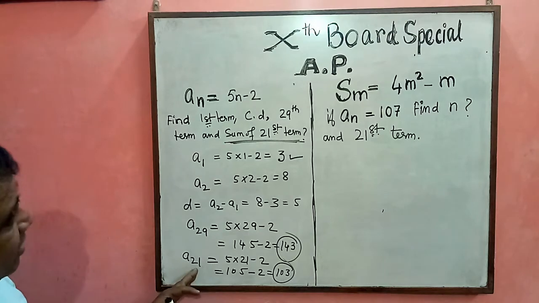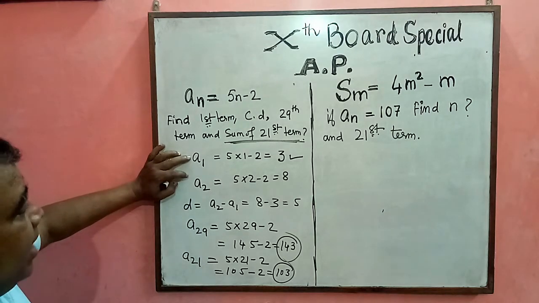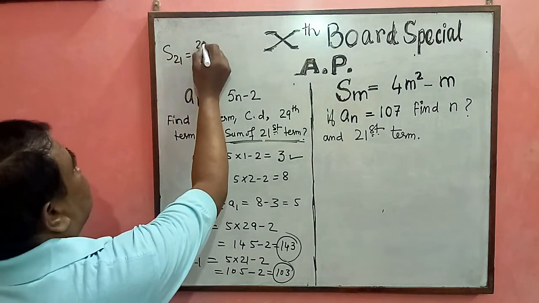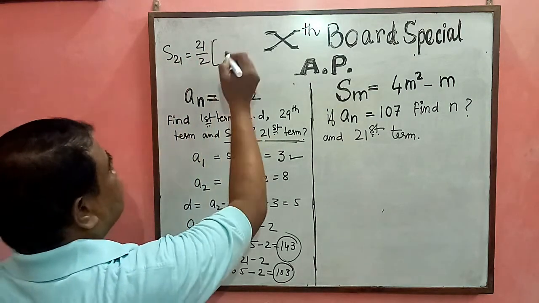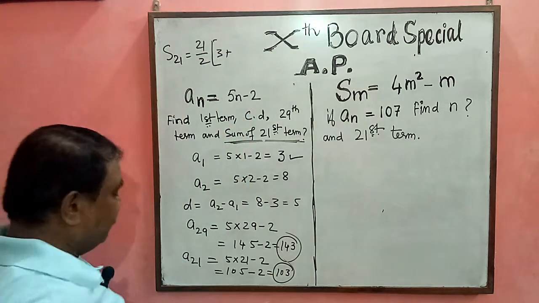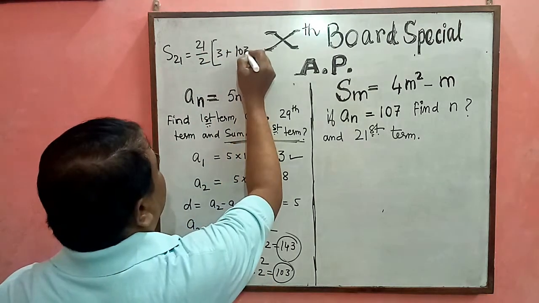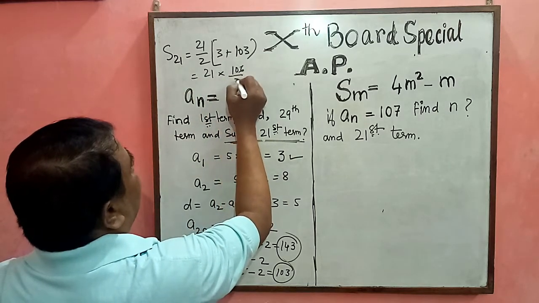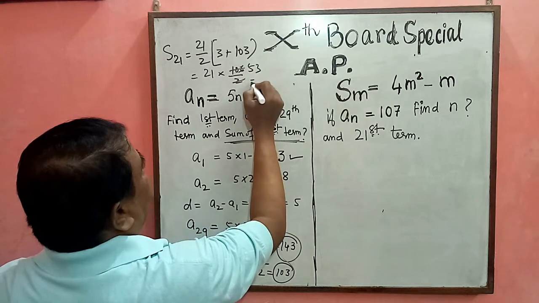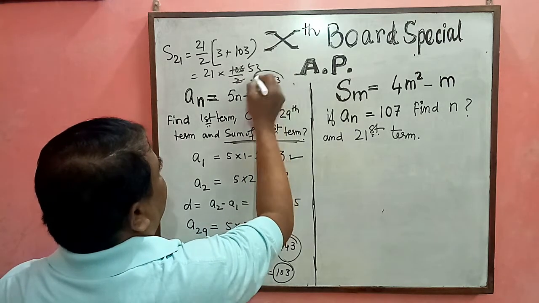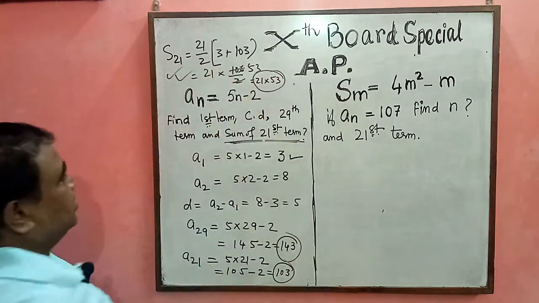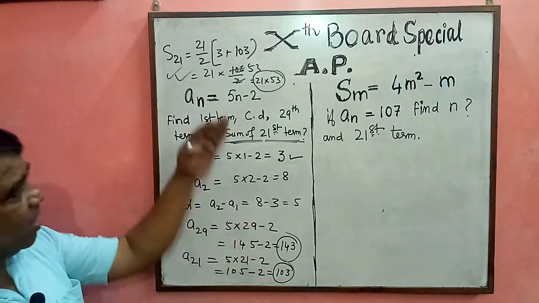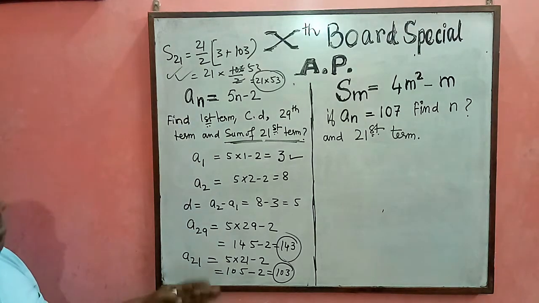Once I have the 21st term and the first term, and the number of terms 21, I can easily find S21. 21 upon 2 into (first term plus last term), that is the 21st term, that is 103. So definitely 21 into 106 upon 2, 53. So 21 into 53, whatever the result will be, this is the sum of 21 terms. This way we can find. This is the art of finding the sum.